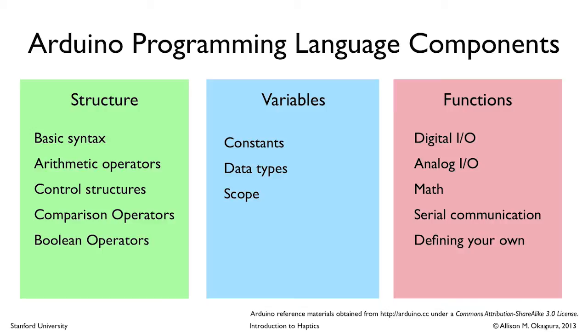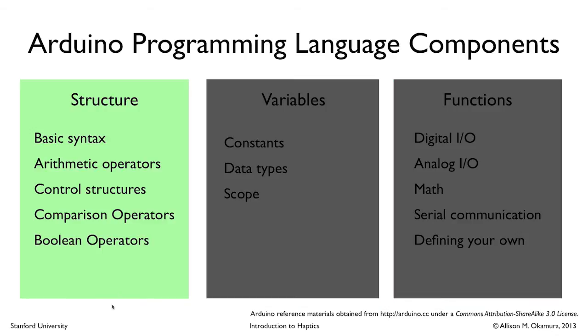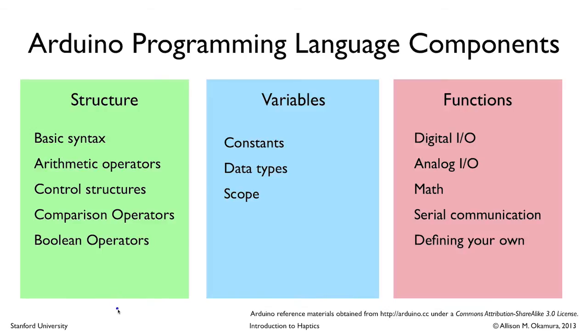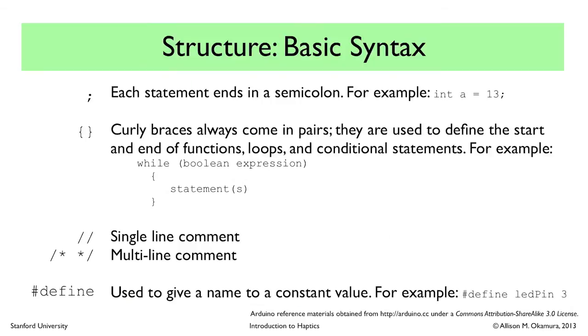But let's go on to the details of the Arduino programming language, and this lecture will be divided into three main components: the structure and details of the Arduino programming language in terms of structural elements; variables, like constants, data types, and what is the scope of a variable; and finally, functions. So going on to structure.